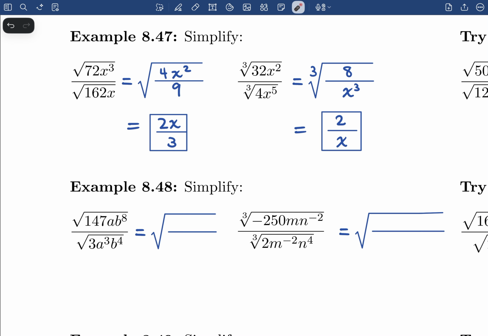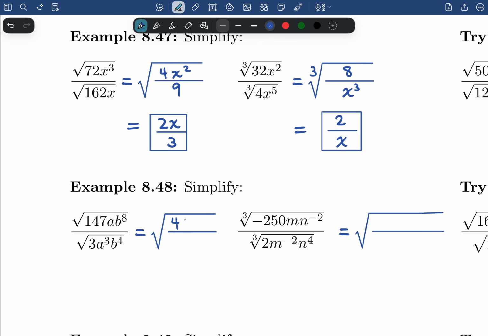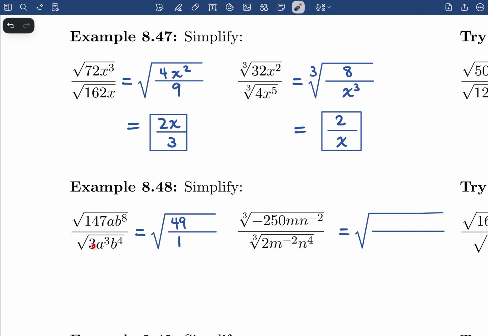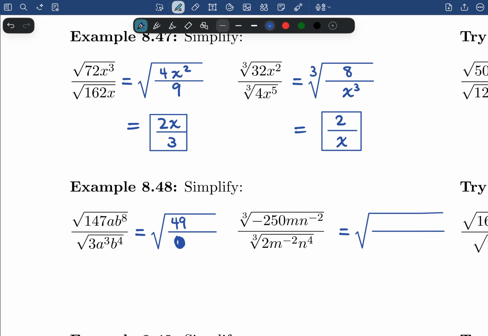So combining these 2 radicals into a single radical, I'm going to now simplify the fraction. I have 147 divided by 3, which gives me 49. And that goes on top, and 1 goes on bottom, right? So this is reducible by a factor of 3, and I get this. And now that 1, it's about to become invisible because I'm going to have other things.